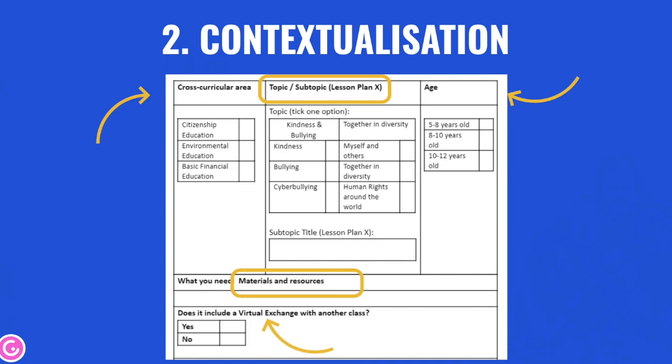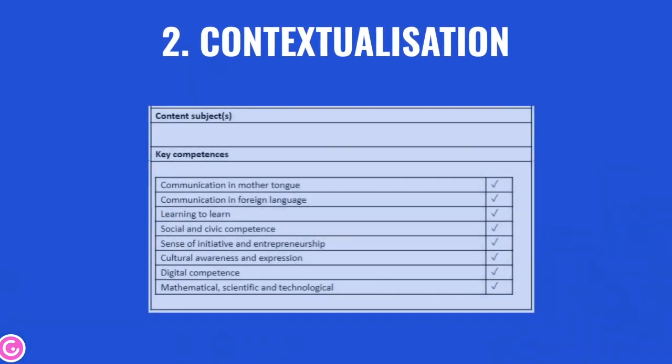Virtual exchange. You need to specify whether the lesson will include a virtual exchange. We believe that promoting exchanges with partner schools is highly recommended in this project. Content subjects. This is a cross-curricular project-based approach. Each lesson is related to several school subjects to guarantee they follow the national curriculum. Key competencies. There are 7 key competencies. In this subsection, you just have to tick the competencies developed in your lesson plan.